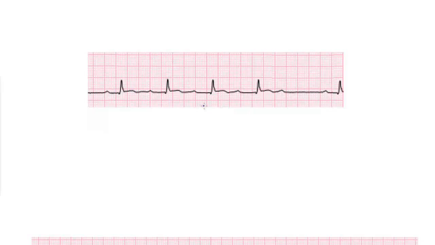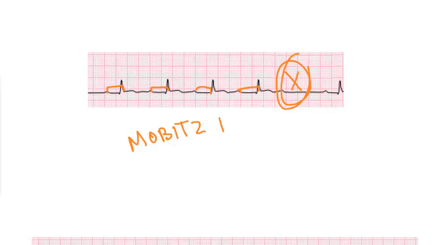So how about here? What kind of heart block do we have here? What is happening to the PR interval? So here you can see that the PR interval is getting longer, longer, longer. Eventually there is a missed heartbeat. Okay, so this is an example of a Mobitz 1.